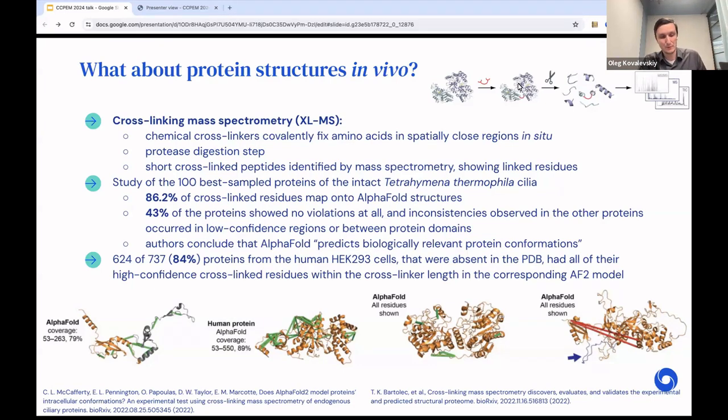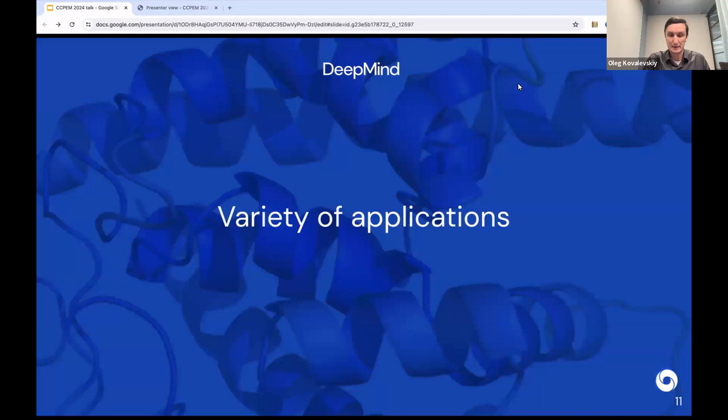Taken together, all these various experimental structural data validate AlphaFold predictions and suggest that they are reliable enough in most cases, and this precision is enough to enable various practical applications. Now I will show you some of these applications. The idea is to illustrate a range of possible AlphaFold uses.